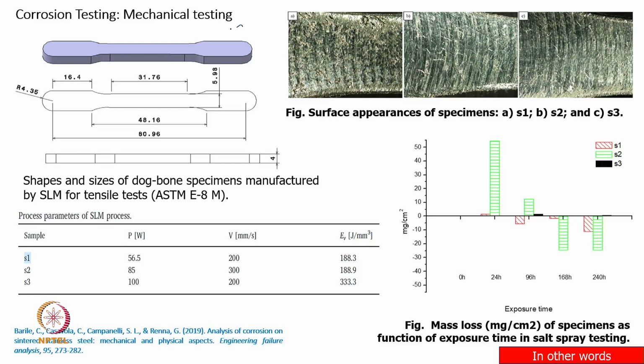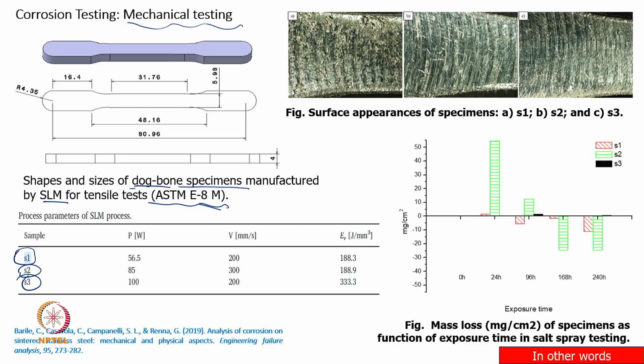For the material testing, they made this dog bone specimen shape as per the standard ASTM E8 AM, which has been shown over here. Of course, they used 3 different kinds of manufacturing processes. One is sample 1, the second manufacturing process is sample 2, and third manufacturing sample 3 they have used.